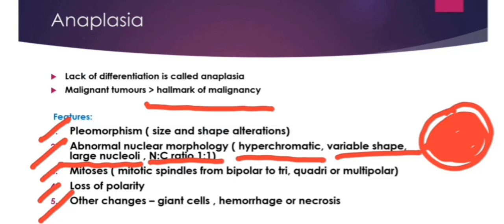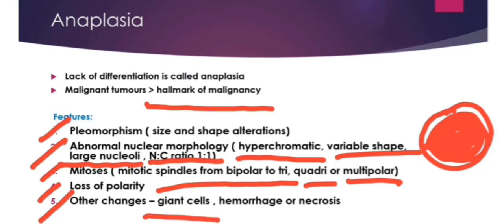Then comes mitosis. As we know, most of the human cells have a bipolar mitotic spindle, but in an anaplastic cell, the mitotic spindles will become tripolar, quadripolar, or multipolar rather than the normal bipolar. There will be loss of polarity. That means there will be some changes in architecture, and there will be some other changes like giant cell formation, hemorrhage, or necrosis. So by seeing these features, we can differentiate an anaplastic cell from a normal cell, and we can identify lack of differentiation. Let's move on.